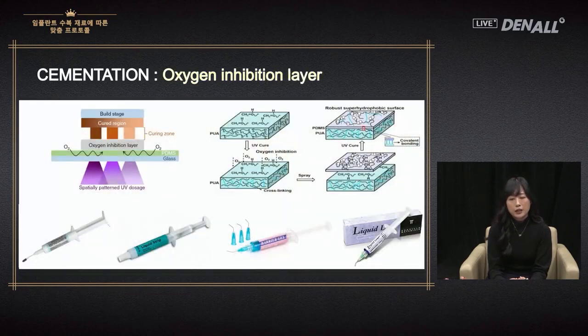In the case of resin-type materials, curing does not occur where it is in contact with air, due to oxygen. The thin layer is called the oxygen inhibition layer, and in order to prevent this, a gel needs to be applied during the curing process.